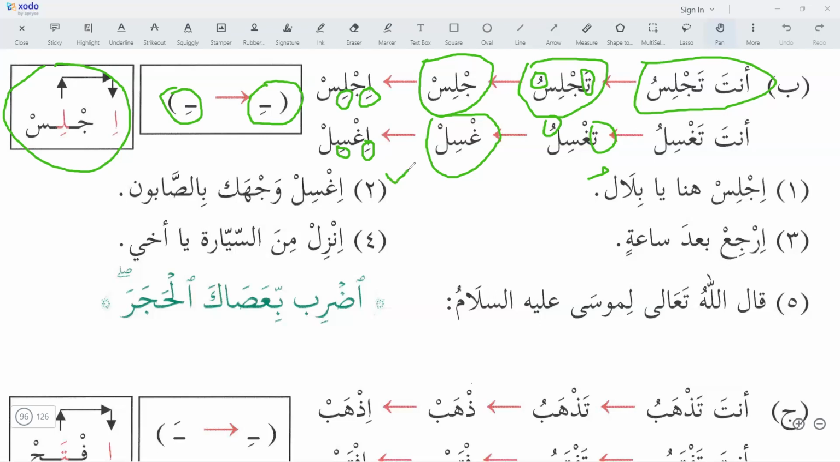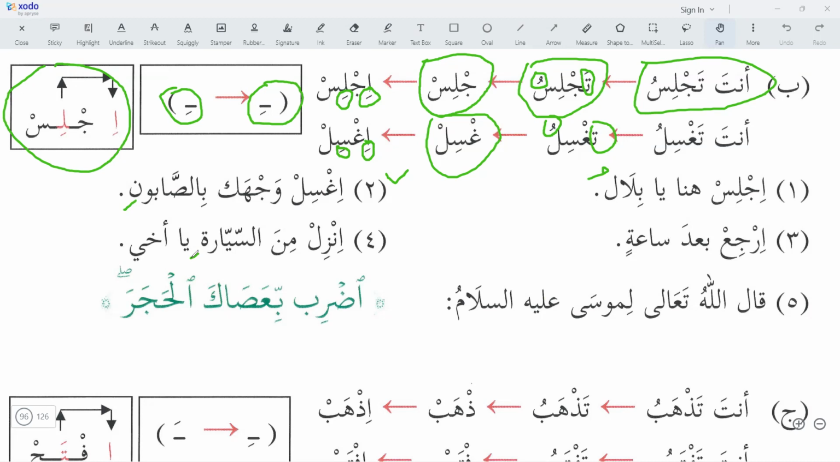Ighsil wajhaka bis-sabuni. Wash your face with soap. Irji' ba'da sa'atin. Come back after 1 hour. Return after 1 hour. Okay, good. Inzil minas-sayyarati ya akhi. Get down from the car, oh my brother.